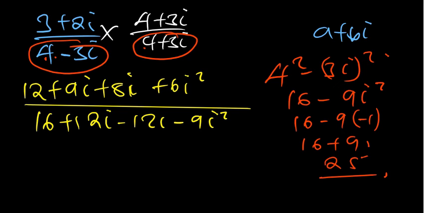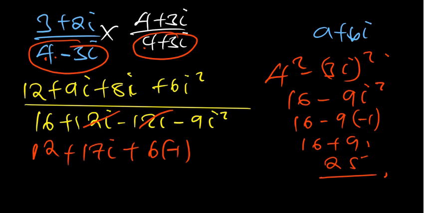So as we can see, these two are going to cancel because 12 minus 12 is 0. On top there, we are going to end up having 12 plus 9 plus 8 is going to be 17i. Then it's going to be plus 6, and then I have i squared, where i squared is negative 1. Then I'm going to divide this by 16 minus 9i squared, where i squared is negative 1.